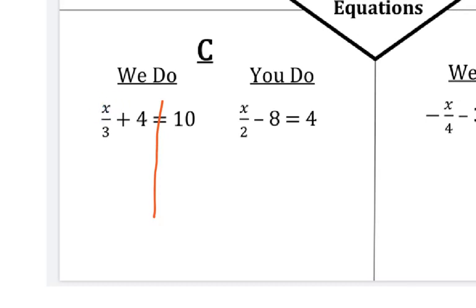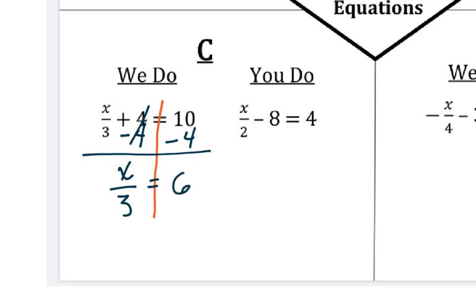So just as we did in the previous examples, we start by moving the constant, the number. If this is a plus 4, I'm going to undo addition by subtracting 4. If I subtract 4 on the left, I need to also subtract 4 on the right. 4 minus 4 is 0, making that term go away. So that leaves us with x over 3 equals 6. So don't let this scare you. Don't treat this like a fraction that makes it seem more difficult. All this is saying is x divided by 3 equals 6.